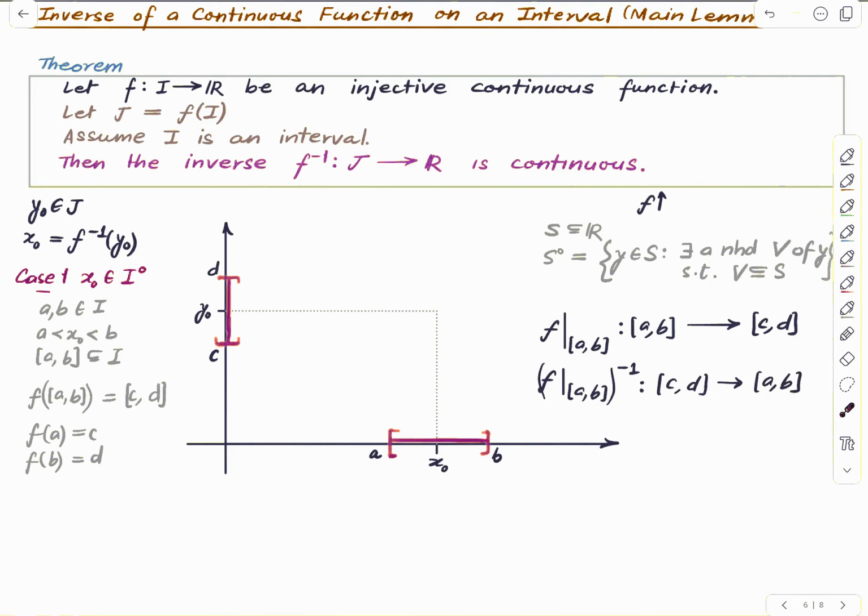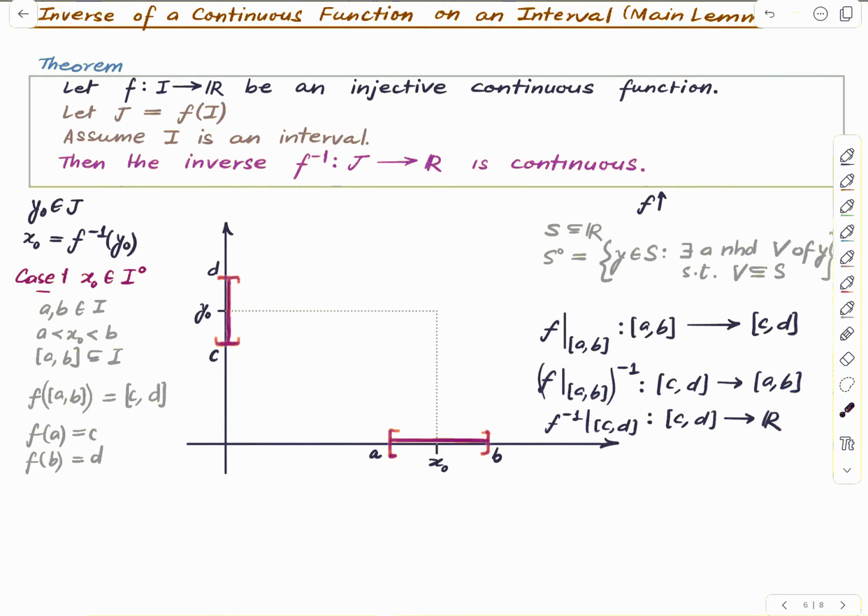And this is nothing but the same as f inverse restricted to c comma d. So this is something that you should prove for yourself. And instead of a comma b, I will write r here. I could have written a comma b, but I'll write r. So this is a continuous map, and hence this is a continuous map because they are exactly the same maps.